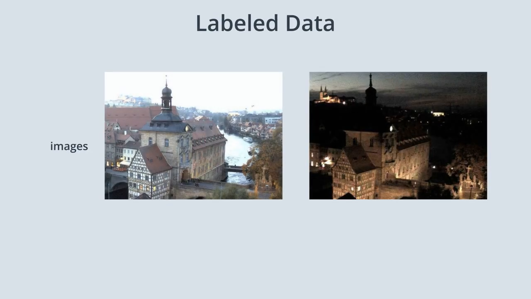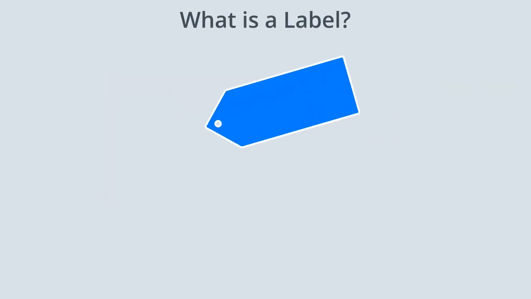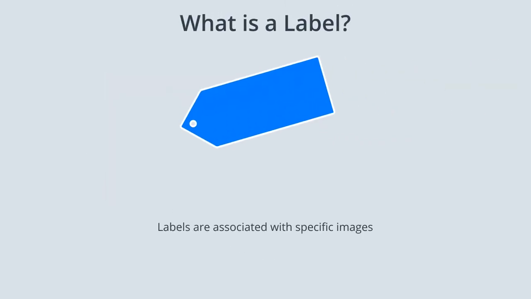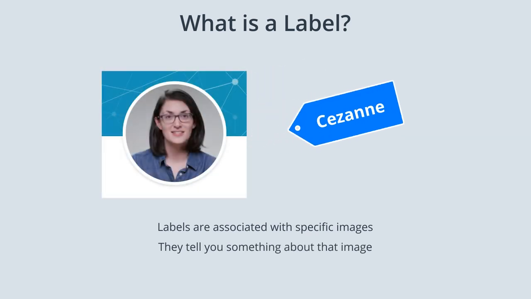After exploring the day and night image data, you may have noticed a part of the data that we haven't yet gone over, a label associated with each image. So what exactly is a label and why do we need it? A label is kind of like a tag that's attached to a specific image and that tells you something about that image. You can think of a label sort of like a name tag. I wear a name tag to events when I meet new people, and my name tag labels me as Cezanne.